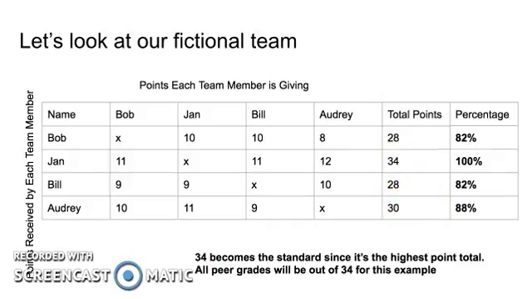And when that is done, this is the percentage. For this portion of their peer review, Jan, again, getting 34 out of 34 points, gets 100. Audrey is the next highest. She's going to get 88%. And both Bill and Bob are getting 82%. And so that's how this whole thing works. You are now going to have to move on and fill out the online form for your team members.